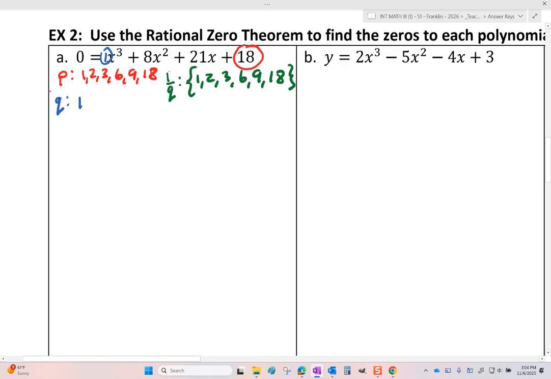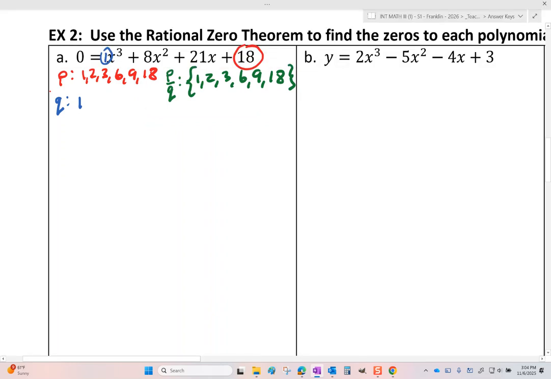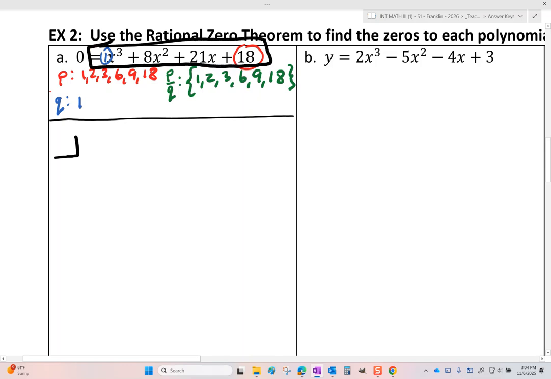All right, so now what we need to do with these numbers is test them one at a time to see if any of them are actual zeros. So we're going to set up a synthetic division problem here using the coefficients from the polynomial in the equation, which are 1, 8, 21, and 18. I'm going to try to leave plenty of space here because if a number doesn't work, I'm just going to erase the work and restart.